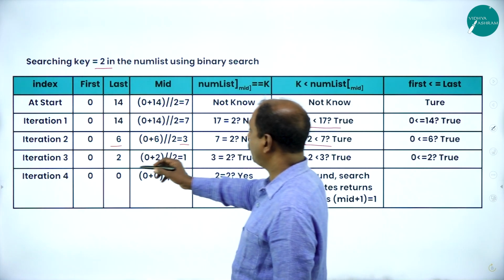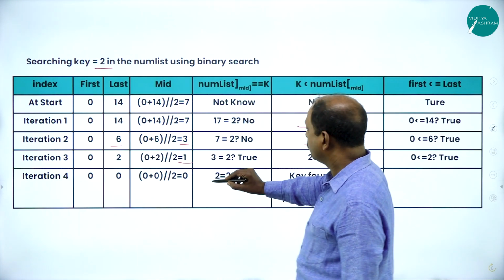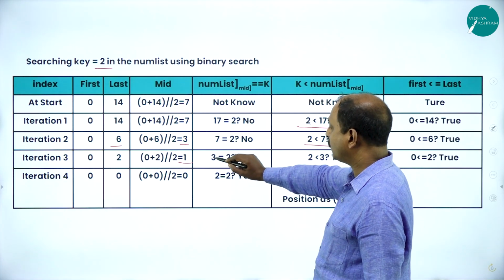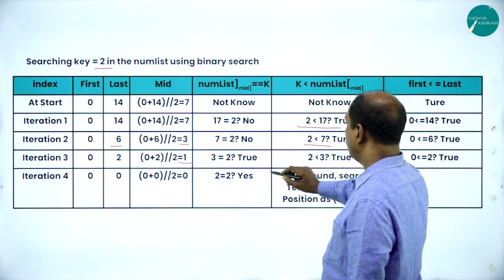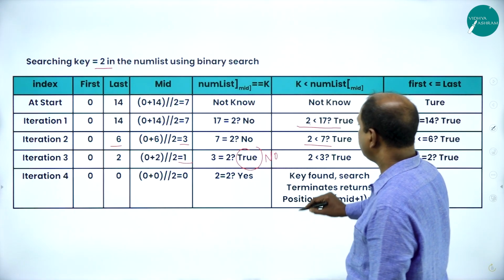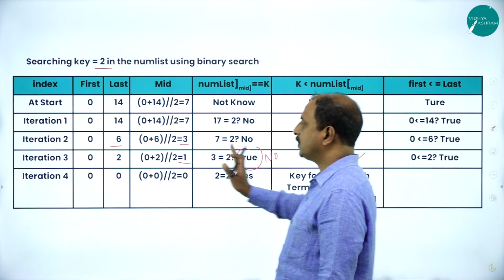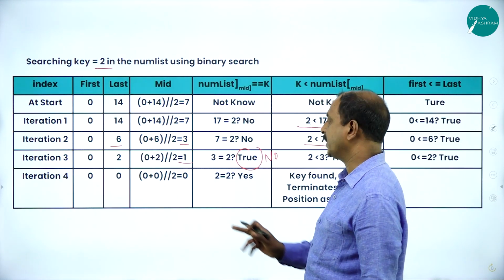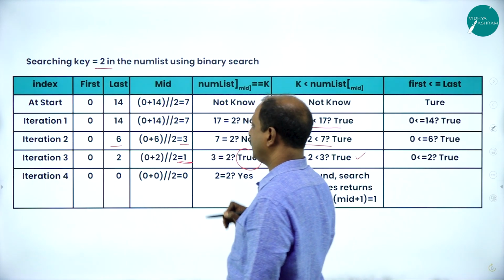So next we have to search for 0 to 2. As I said, the middle element is 1. The element at index 1 is 3. Is 3 equal to 2? It is not. In that case, is 2 less than 3? Yes. It means again we have to search from the left side of the given list. So here 3 is less than this, middle element is 1.